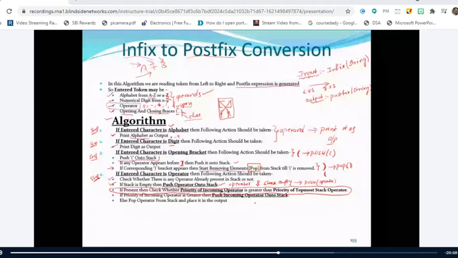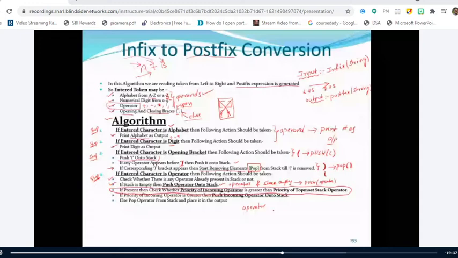Yes, sir. So after comparing the priorities, what do you have to do? Listen carefully. There are two operators: one is the token and the second one is the element on the top of the stack. So if the priority of the incoming operator is greater than the priority of the operator that is present on the stack, what is that? We have two operators.